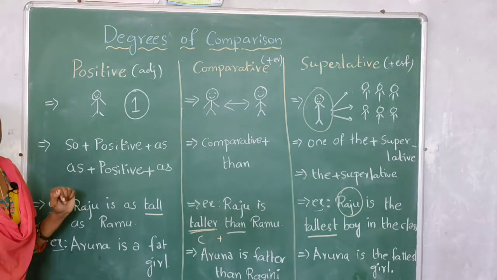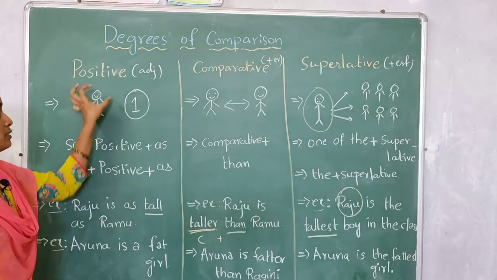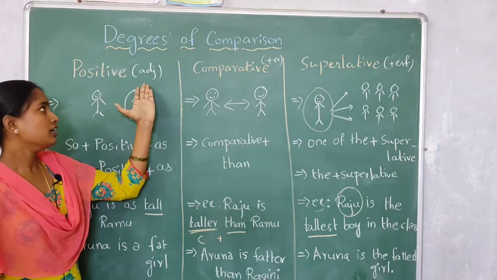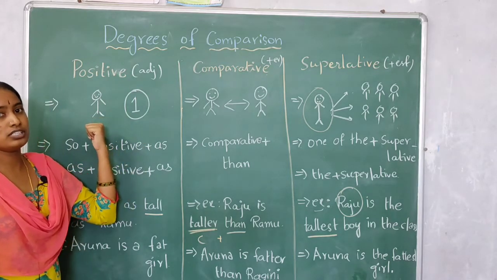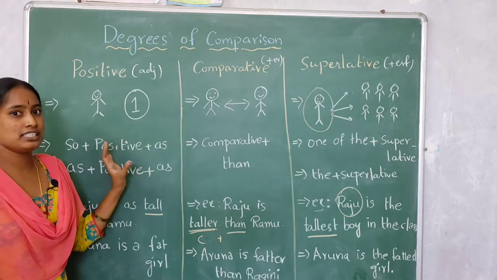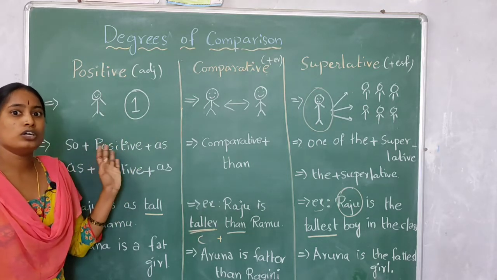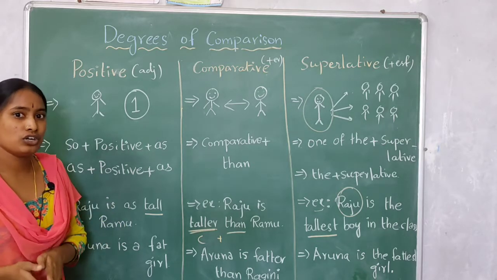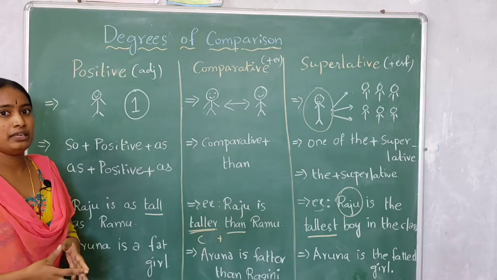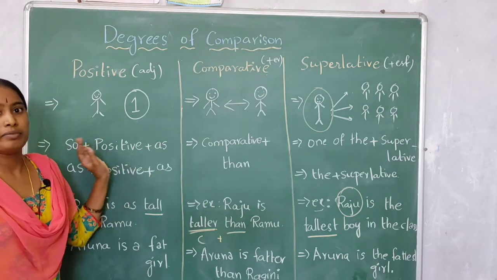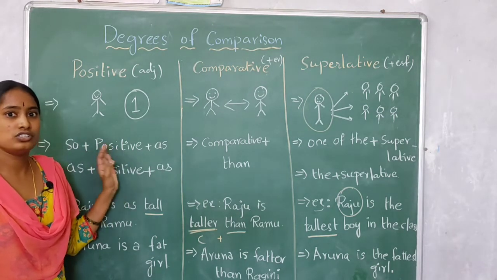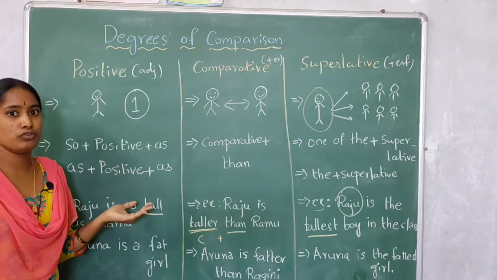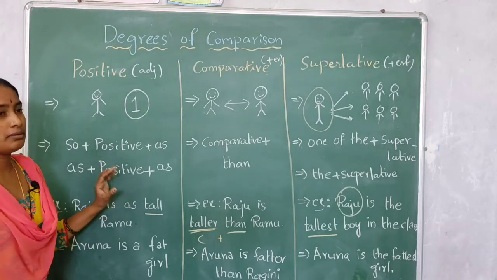Now let us learn about positive degree. So this positive degree is formed as a basic adjective. So what is the form of this positive degree? It is just a basic form of adjective, that's it. So what do you mean by basic form? Tall, big, short, cute, happy, busy, all these are basic forms of adjectives, general form. We are not going to add anything after these adjectives or before these adjectives. It's just a basic form.